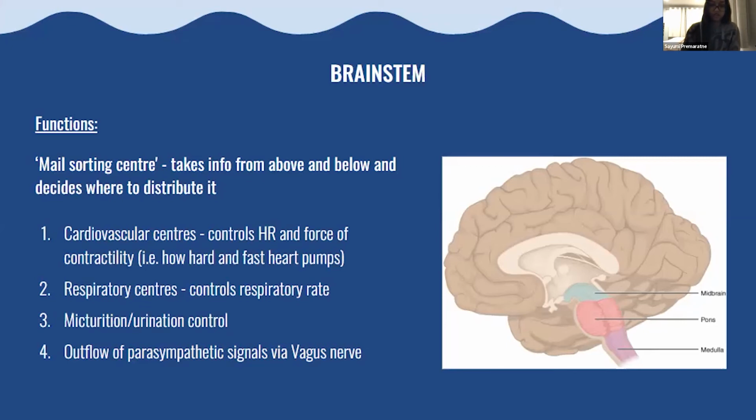So the cardiovascular center is going to control things like your heart rate and how hard your heart is beating. And as you can imagine, that's controlled by the sympathetic nervous system, which will increase your heart rate and increase the force of contractility, and then the parasympathetic system, which will do the opposite.